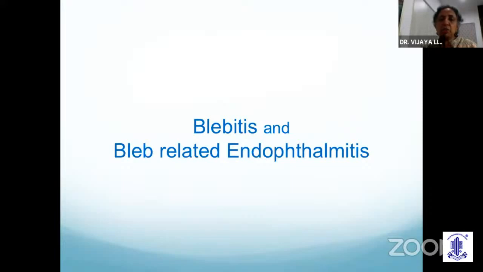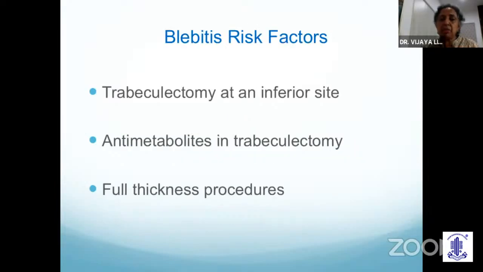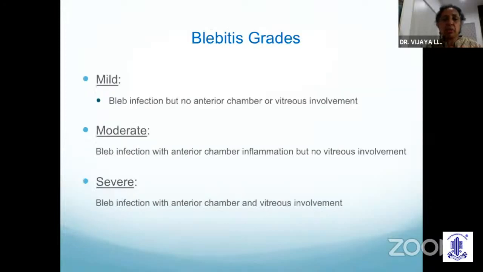I will just go through the second complication that we can see with the trabeculectomy, that is blebitis and bleb-related endophthalmitis. What are the risk factors for it? Trabeculectomy at the inferior site has a higher chance. Use of the antimetabolites has resulted in thin cystic blebs. So the risk has increased, and in the past, people used to do full thickness procedures for better control of the IOP, and those eyes are at a higher risk to develop infection.